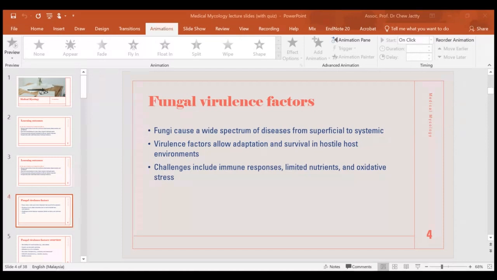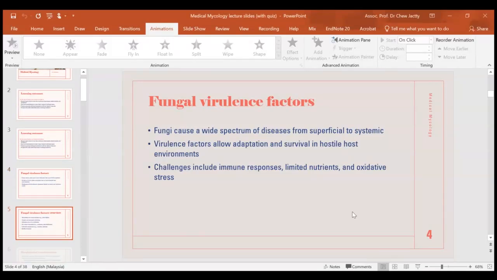So why do they go through this dimorphism? We'll go into the details later. Also genetic and metabolic switching, adhesion via surface adhesins, secreted enzymes, cell wall components, and also biofilm formation.